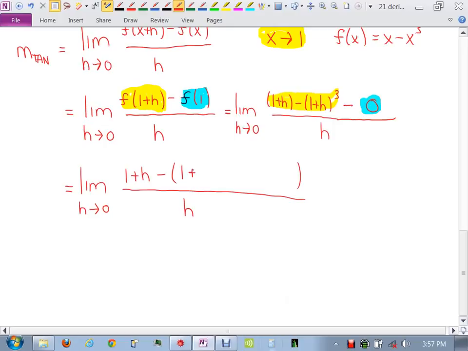So 1 plus h plus, forgot something. 1 plus 3h plus 3h squared plus h cubed. That's what that would turn out to be if you expanded it. Do y'all believe that? And notice I left that minus sign in front of everything in parentheses because I have to distribute that minus through. Go ahead. I'll let you try and clean that up a little bit.